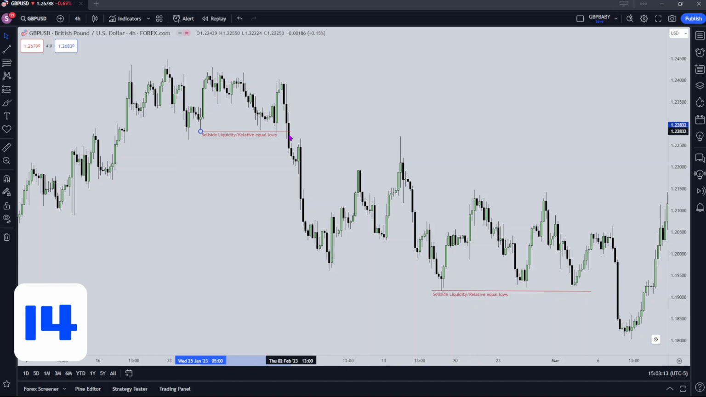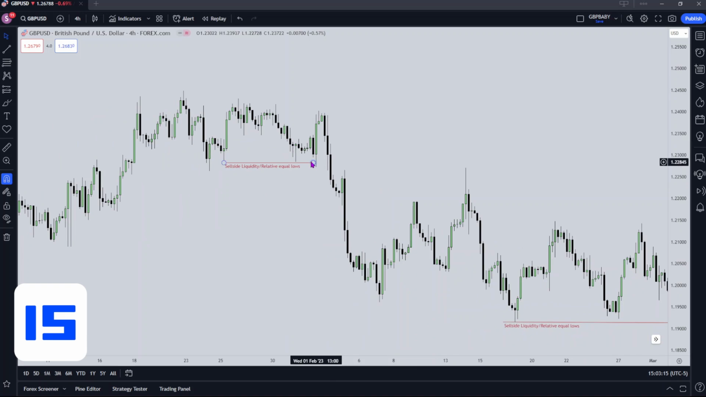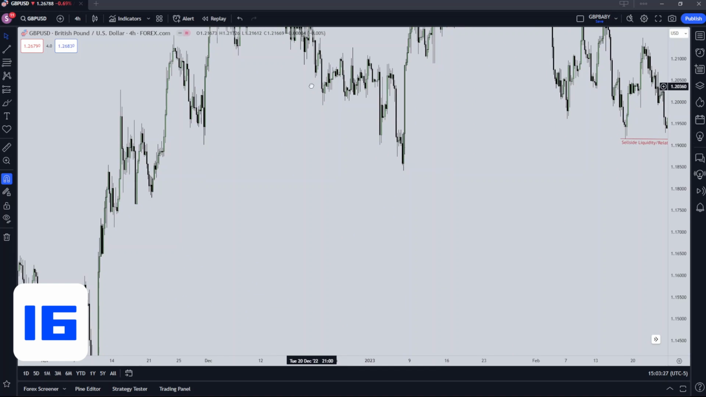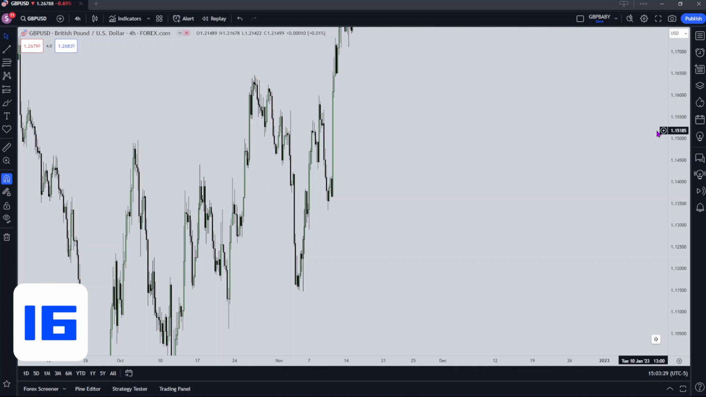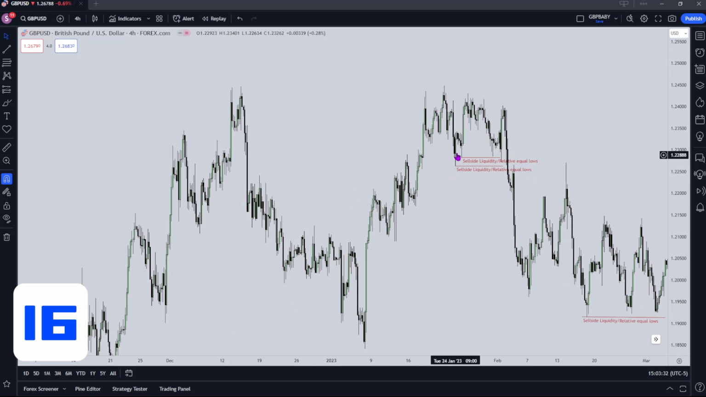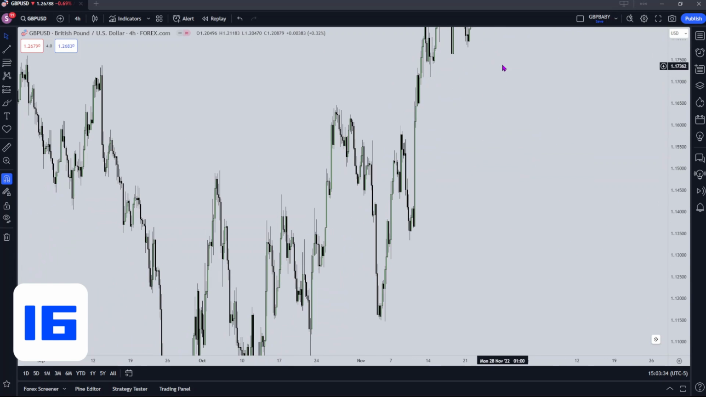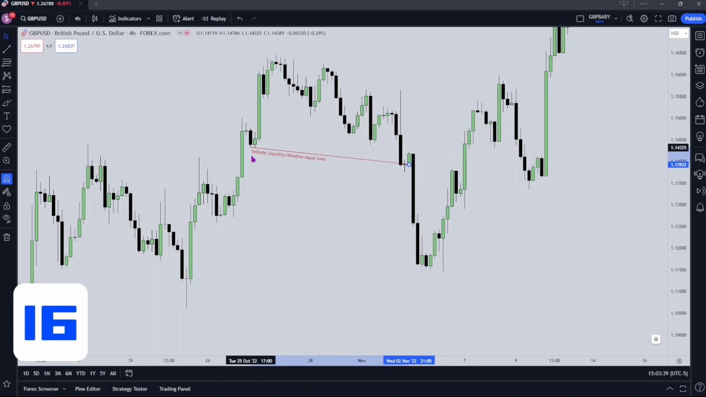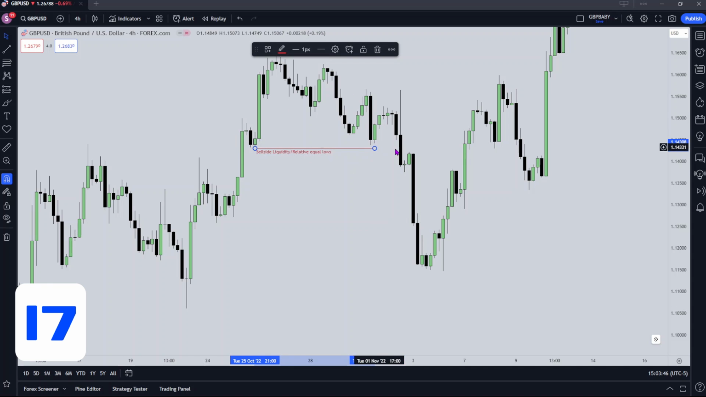Over here, relative equal lows, 1, 2, and even these two, 1, 2. So we've got two sets of relative equal lows. Yeah, I see some more. Yeah, 1, 2.